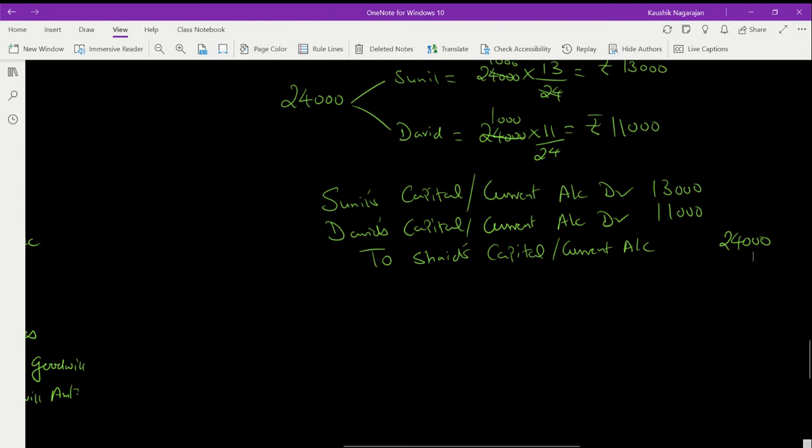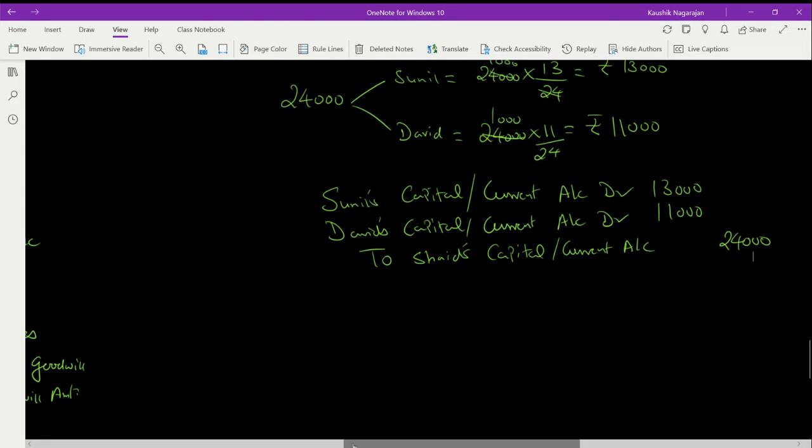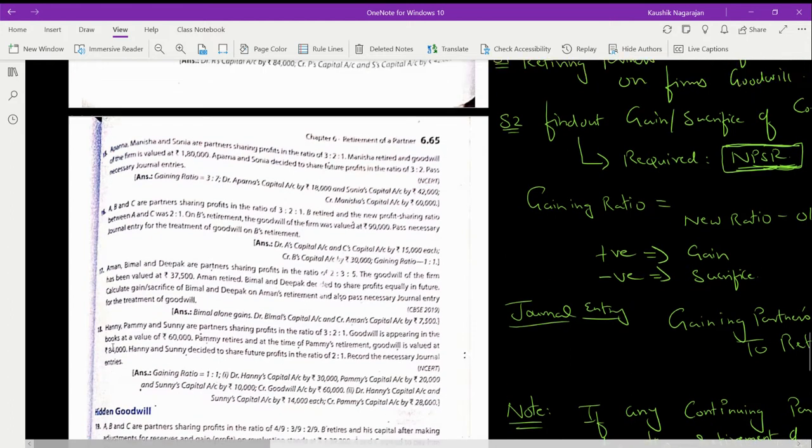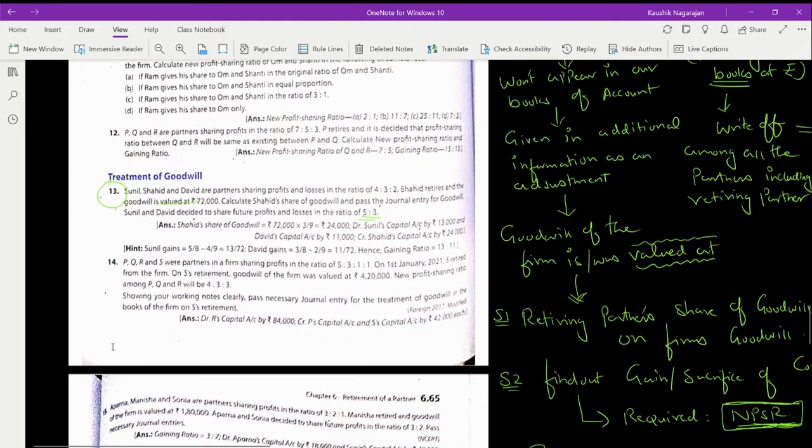So this is a very simple problem where we had only the goodwill appearing in the books and we had taken the corrective action for it. Let's see what is given in the next question.